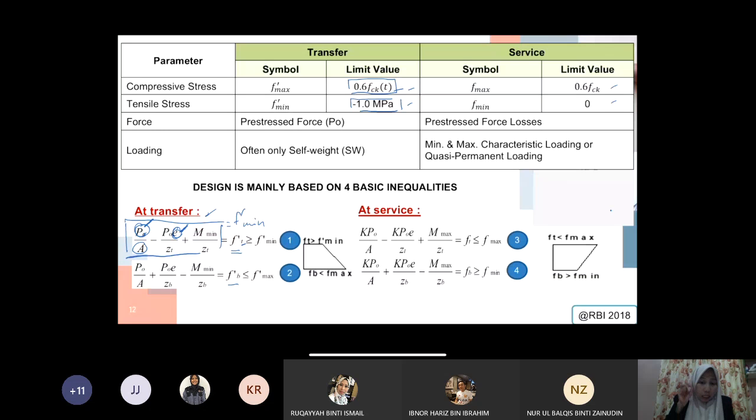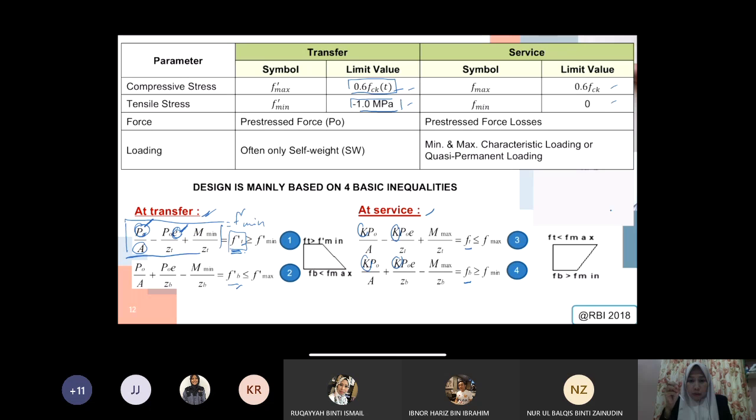So when you have already decided how much P naught and how much E, the location of your E that you want to use, you can put it back and recalculate what is your actual stress that will occur at your beam at the top and also at the bottom. At both conditions, means at transfer and also at service. At service, you have to consider the K value, the losses that might occur as well. So you will get your actual top stress and your actual bottom stress.